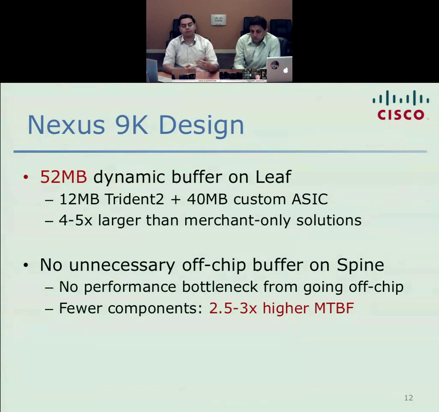The other thing was we avoided any unnecessary off-chip buffer, particularly in the spine, because as you saw, the buffer needs to be pretty consistent across the leaf and spine tiers. By avoiding any off-chip buffer, we avoid the potential performance bottlenecks that come with going to off-chip memory, and we reduce the number of components in our line cards, which significantly increases the reliability. Compared to a design with off-chip memory, our spine line cards have 2.5 to 3x higher MTBF because of the fewer components.